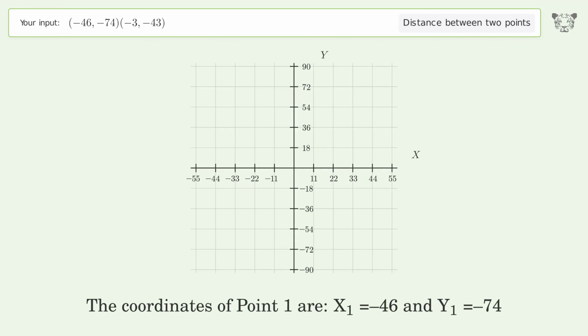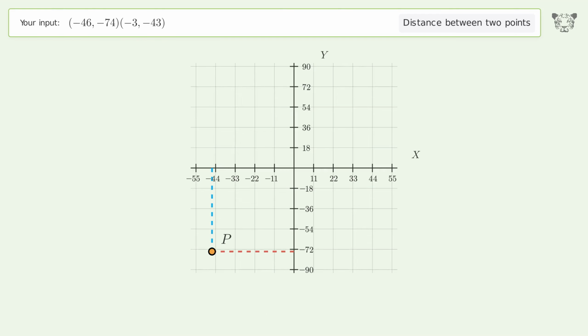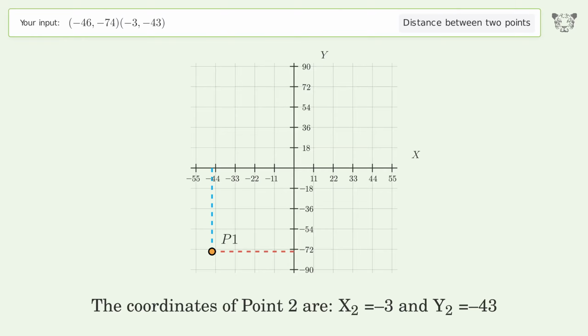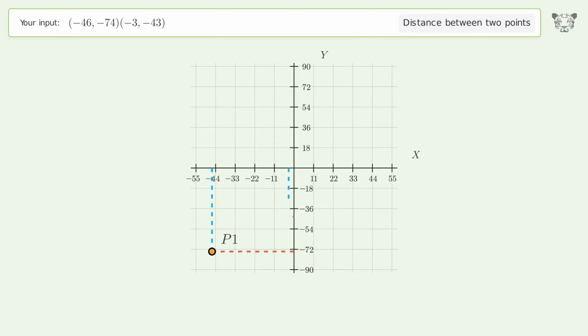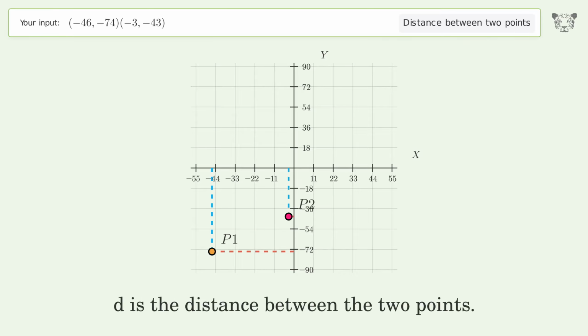The coordinates of point 1 are x1 equals -46 and y1 equals -74. The coordinates of point 2 are x2 equals -3 and y2 equals -43. D is the distance between the 2 points.